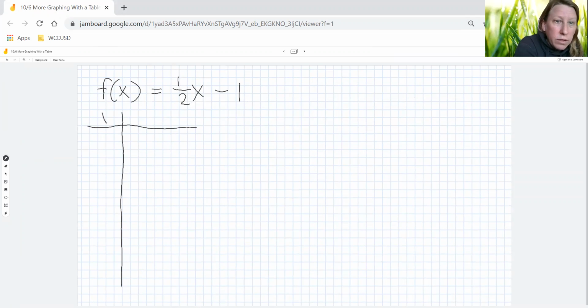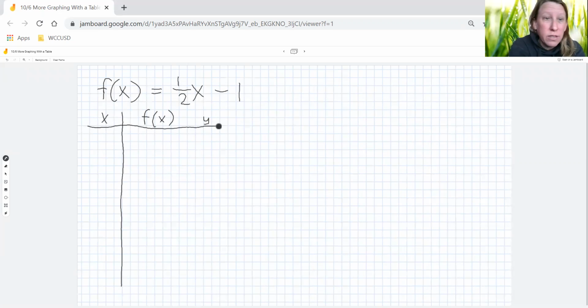So we're going to be really strategic. Instead of just going 0, 1, 2, 3, 4, we're going to put in numbers for the domain. We're going to choose x's that make doing half of x easy. So this is going to be f of x, and whatever comes out of here is going to be what our y value is, because f of x and y are a little bit interchangeable. So what's a number that's easy to take half of?